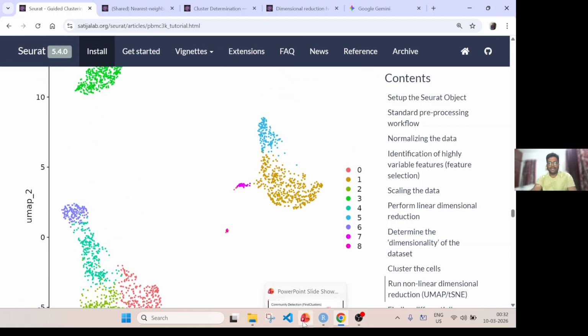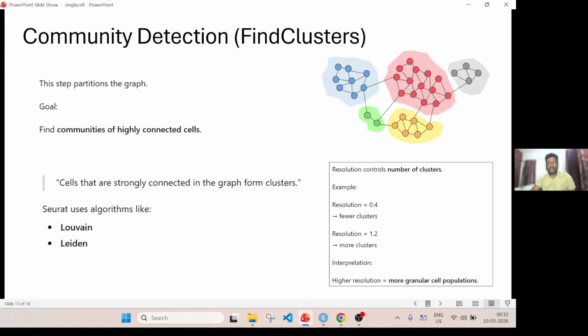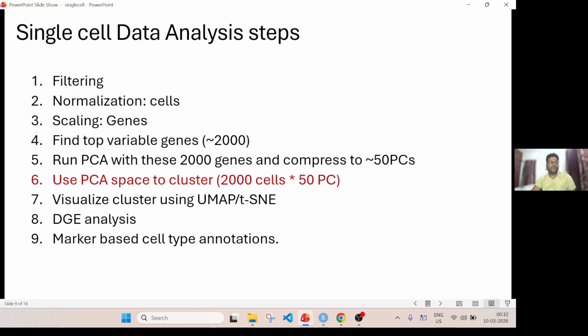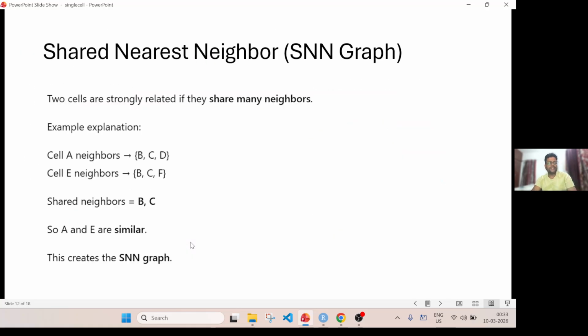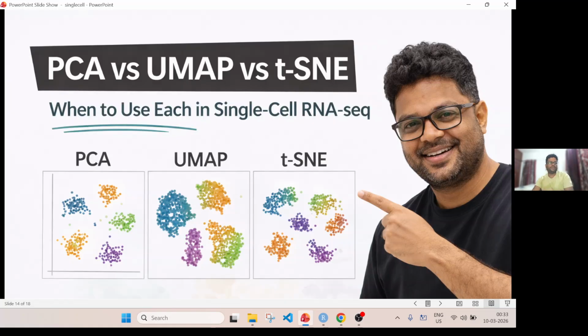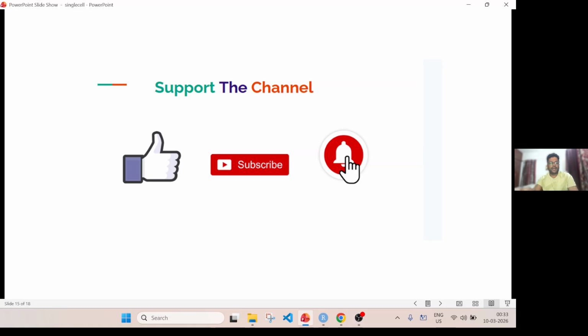Let me just summarize what we did. We clustered the cells, and we talked about the different algorithms, how they work, and how to tune the different parameters. Now we need to visualize. In the next video I will focus on the visualization part, and we will talk a little bit about PCA versus UMAP versus t-SNE, when to use what, and how the visualization will change. I hope this was useful, and thanks for watching. I'll see you in the next video.